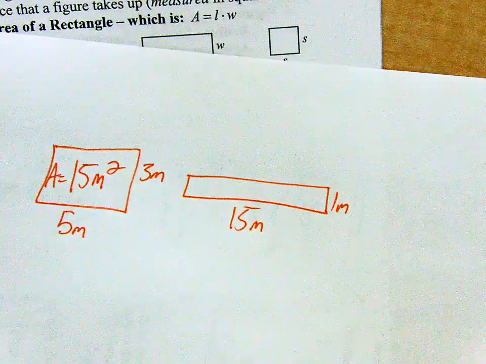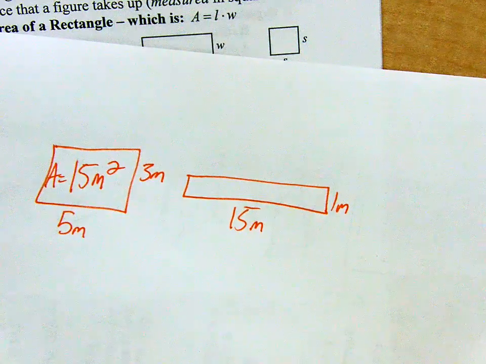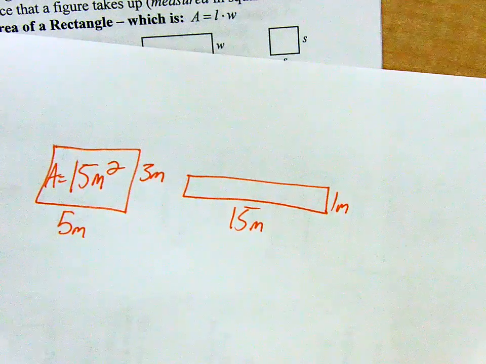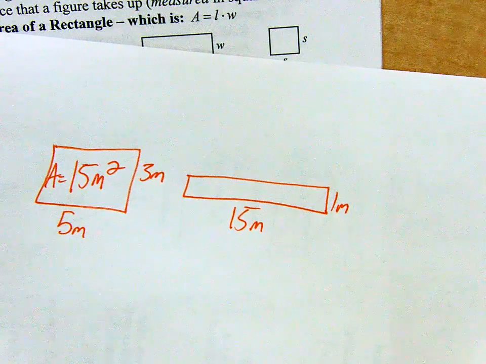Yep. Is there a name for two rectangles that have the same area but are different? Oh, good question. Not that I know of. Okay. Yeah, I think it would just say congruent areas.